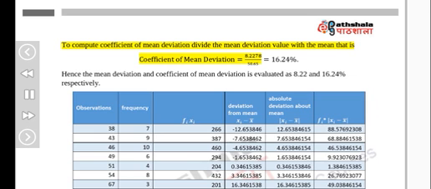To compute the coefficient of mean deviation, divide the mean deviation value by the mean, that is, coefficient of mean deviation equals 8.2278/50.65 equals 16.24%. Hence the mean deviation and coefficient of mean deviation are evaluated as 8.22 and 16.24% respectively.